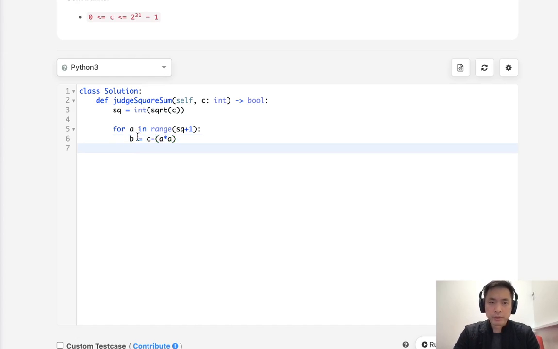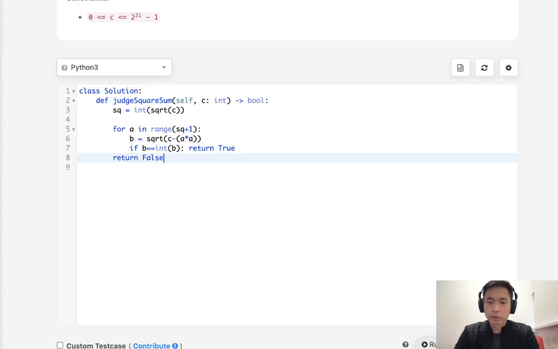And this would currently be b squared, right? So we want to square root this like this. And ultimately, if this is an integer, that means this is possible. So if b equals int of b, then we can return true immediately. Otherwise, if we get through this loop, then it doesn't work, then there's no such number.